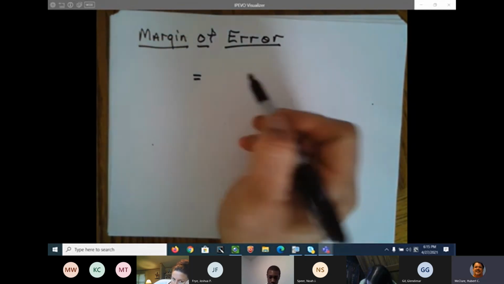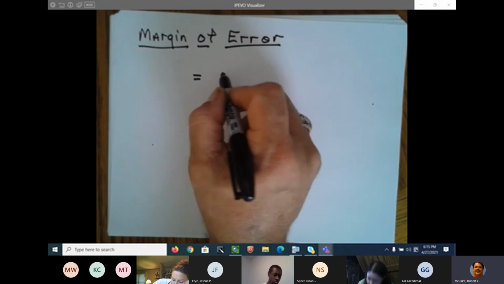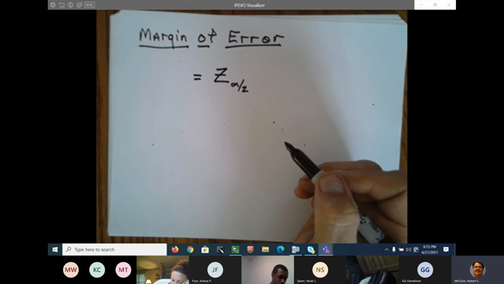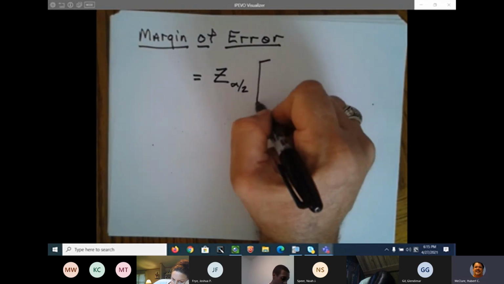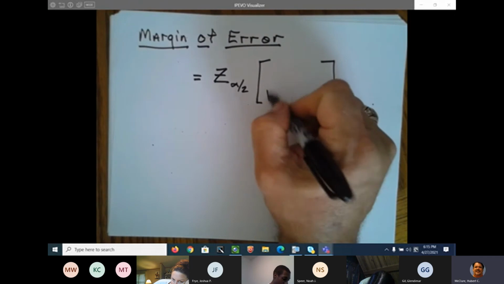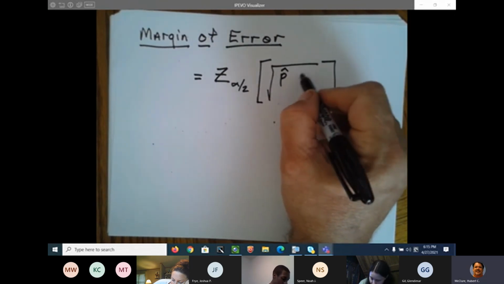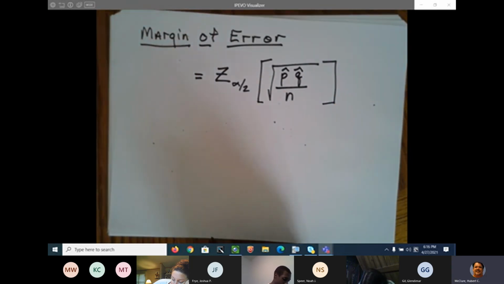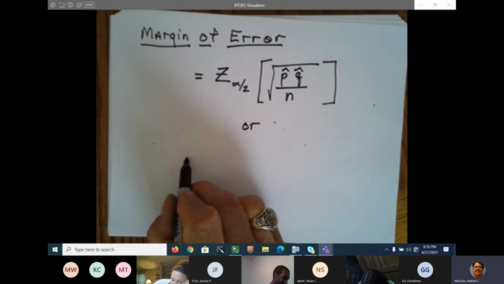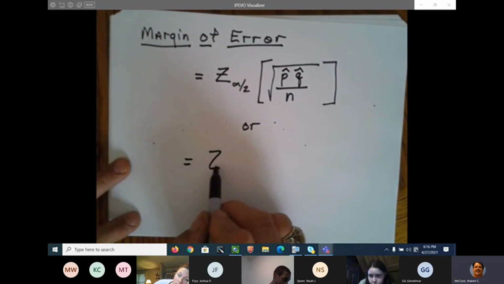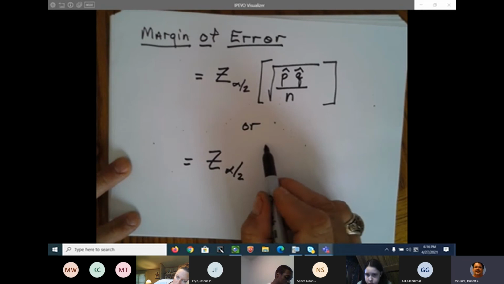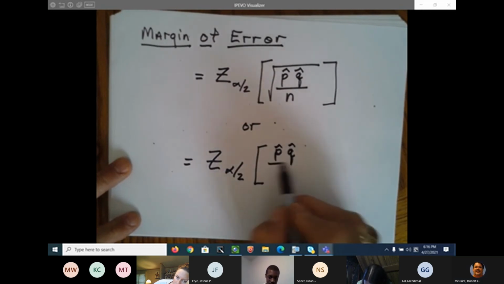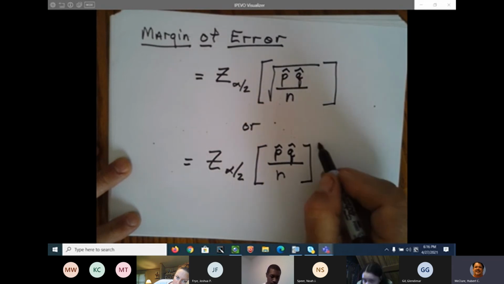And that's equal to Z sub alpha over 2, in other words your Z-score, multiplied by the square root of P hat times Q hat over N. Or, if you would like to do it this way, Z sub alpha over 2 multiplied by P hat Q hat over N raised to the 0.5 power.